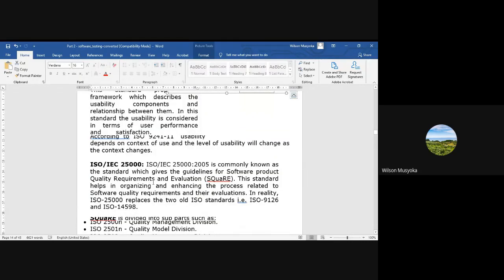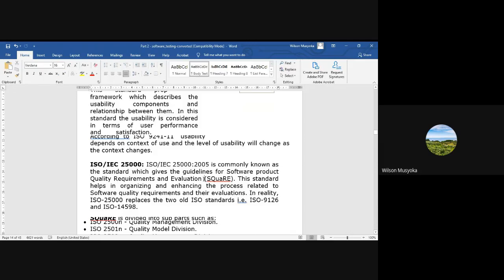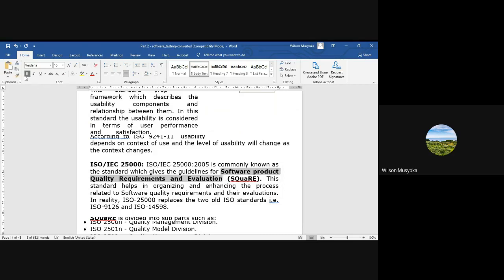Then there are other standards we normally talk about, which we refer to as SQuaRE. Now, SQuaRE are standards based on ISO IEC 25000 standards. These ones were developed in 2005, and they are normally guidelines for software product requirements and evaluation. That is why we call it SQuaRE. Software product quality requirements and evaluation, which is abbreviated as SQuaRE.